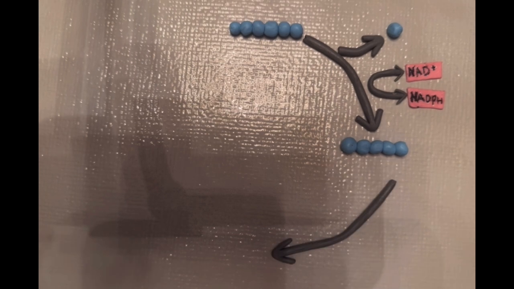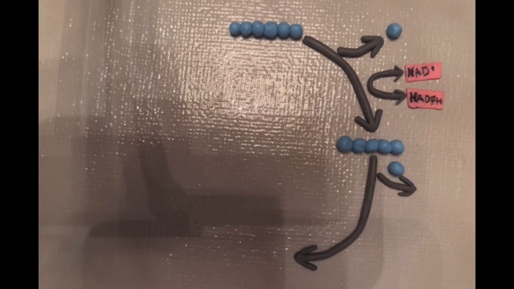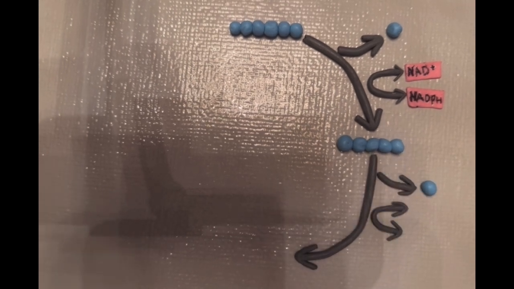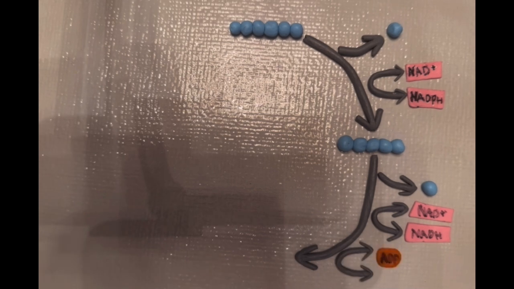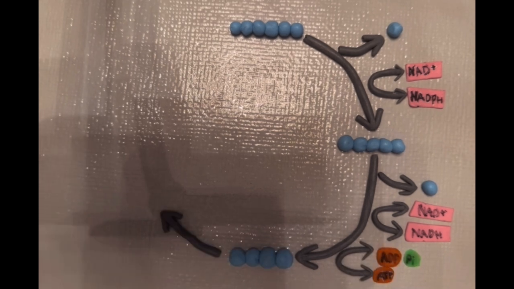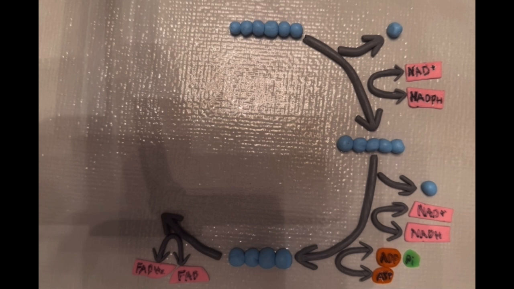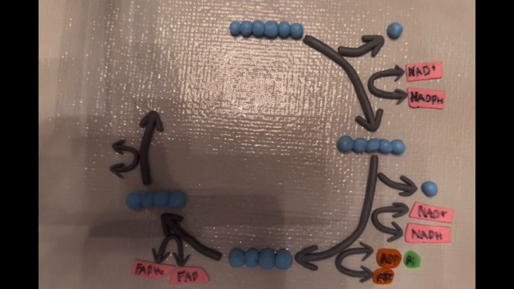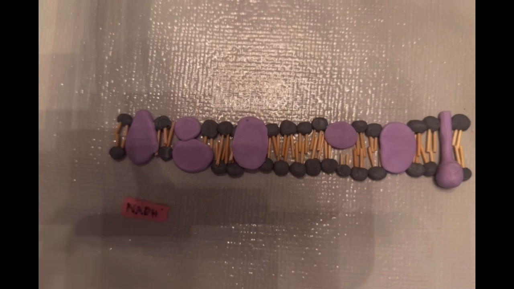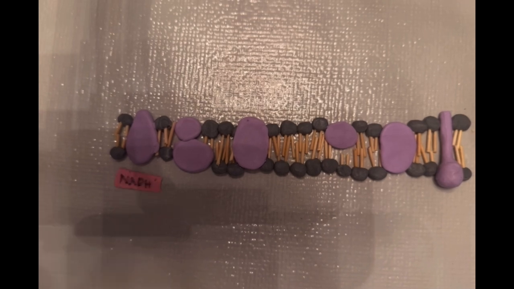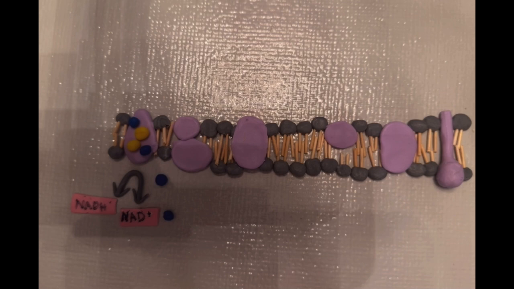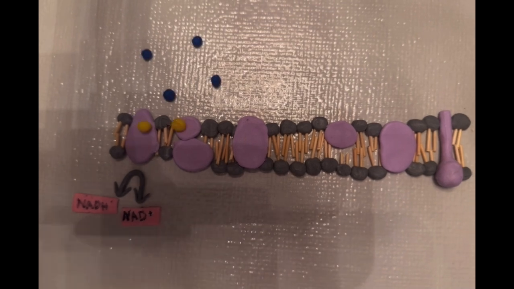Acetyl-CoA joins with oxaloacetate to form citrate, a 6-carbon molecule. Citrate breaks down, releasing 2 CO2 and producing 3 NADH, 1 FADH2, and 1 ATP per turn. Since the cycle runs twice per glucose, the total yield is 6 NADH, 2 FADH2, 2 ATP, and 4 CO2. NADH and FADH2 go on to the electron transport chain to make more ATP.